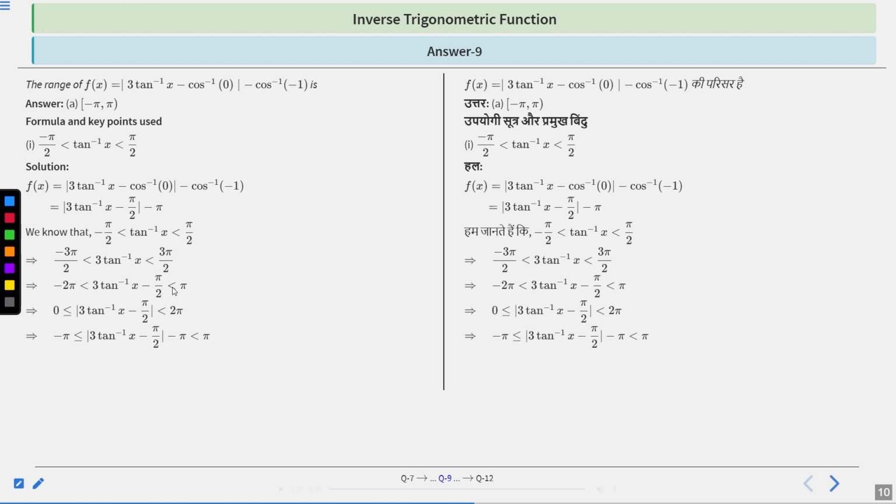Right. Therefore 3 tan inverse x minus pi by 2 will be between minus 2 pi to pi. And mod of 3 tan inverse x minus pi by 2 will be between 0 to 2 pi. Clear? Now mod of 3 tan inverse x minus pi by 2 minus pi will lie between minus pi to pi. Clear? Minus pi to pi. Therefore option A should be the right choice. Option A will be the right choice. Got it?